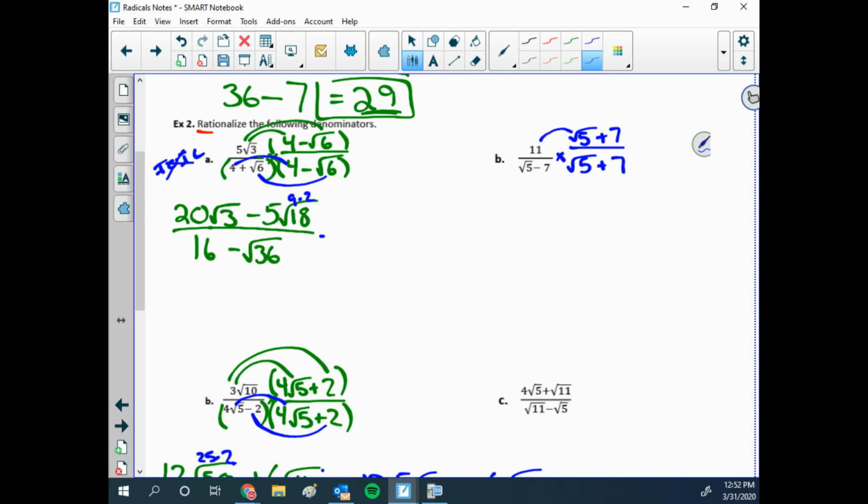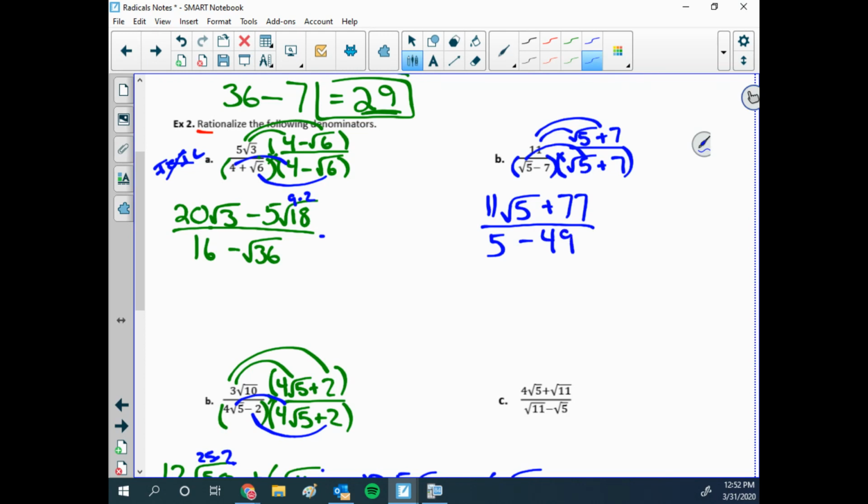So then I will multiply 11 to both of these terms. So 11 times root 5 is 11 root 5, and 11 times 7 is 77. Here, I have two binomials that are conjugates being multiplied out. So I only need to multiply the first terms. So root 5 times root 5, well, that's the square root of 25. So that's 5. I really just get rid of the radical sign there. And negative 7 times a positive 7 is a negative 49.